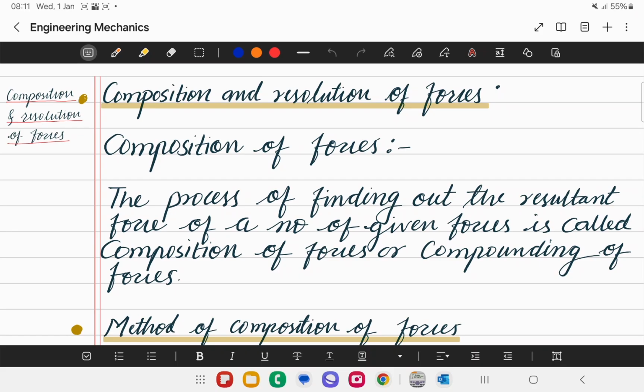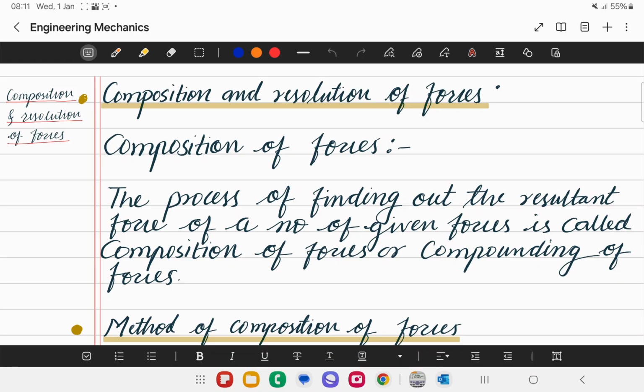Okay, so the next part is composition and resolution of forces. First of all, we will see what is composition of forces. The process of finding out the resultant force of a number of given forces is called the composition of force or compounding of forces.